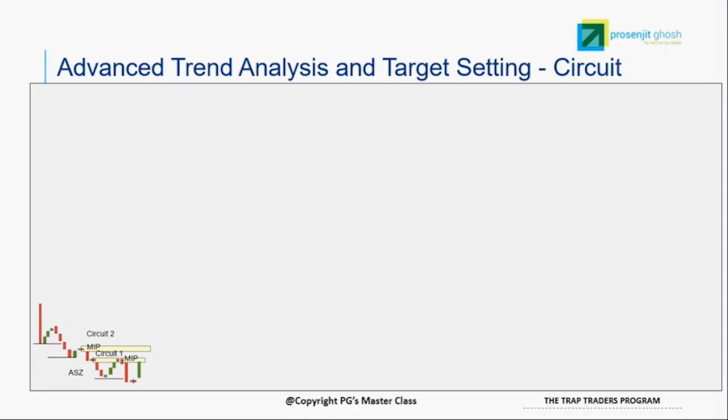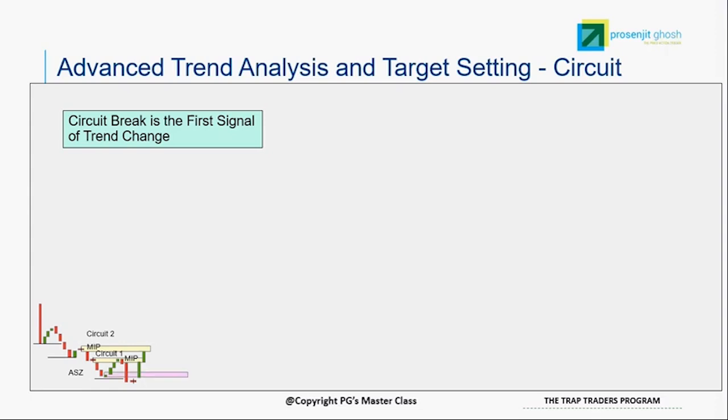Now what happens? Price comes up to the MIP and this time price engulfs the MIP. When price engulfs the MIP, we call that the circuit has been broken, and the circuit break is the first signal of a trend change. So price engulfs the MIP, enters the circuit and closes inside the circuit. This is called circuit break. Once a circuit break has happened, we know that the trend is going to change, and when a circuit break happens, we can also observe a QM in the chart.